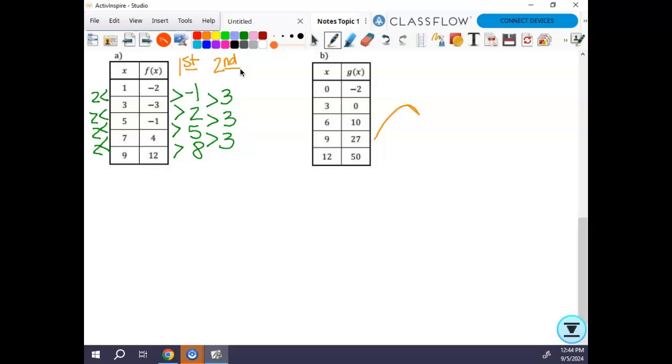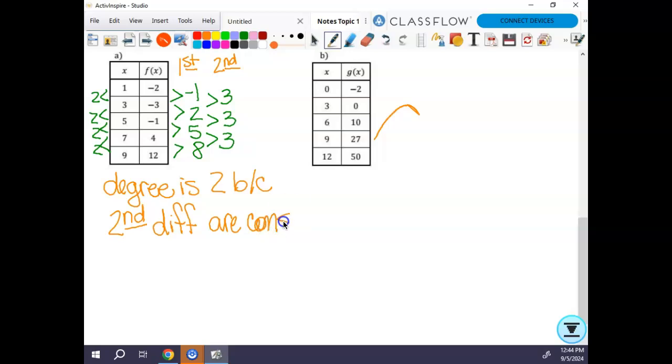So our answer here then is that the degree is 2 because second differences are constant. Okay. Any questions about that? We good? That makes sense? Yes. Oh, yes.